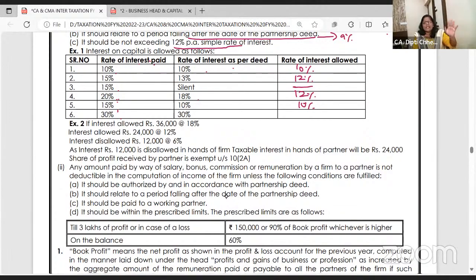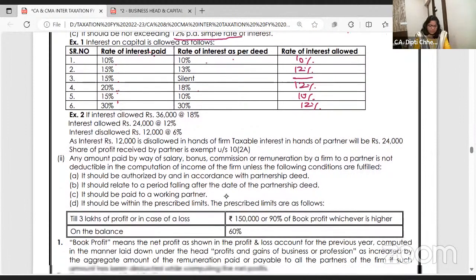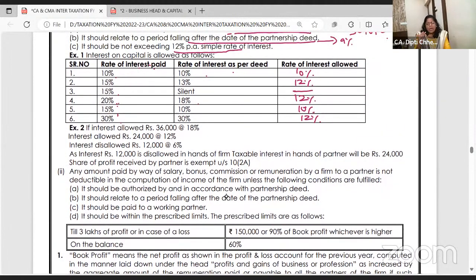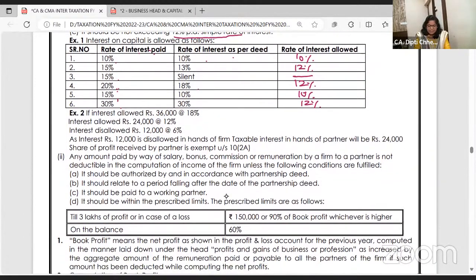Ma'am, it is written in the deed, so what? More than 20% is not allowed. Have all of you followed or not? These are all handwritten examples. I have taken a lot of time to create these examples.